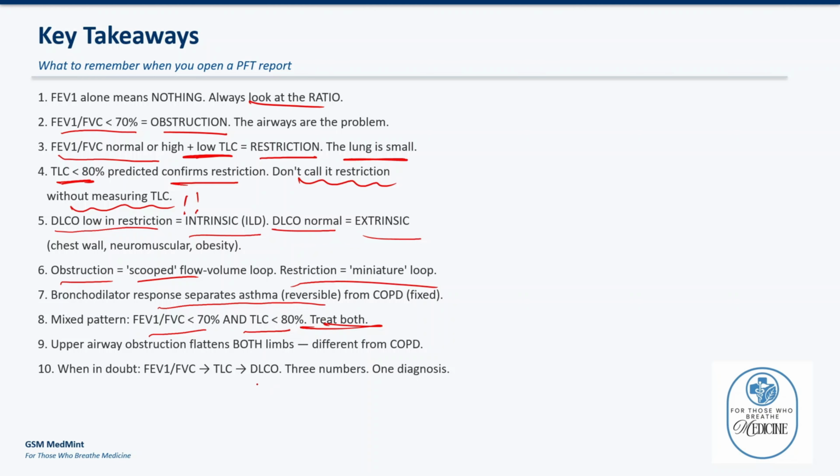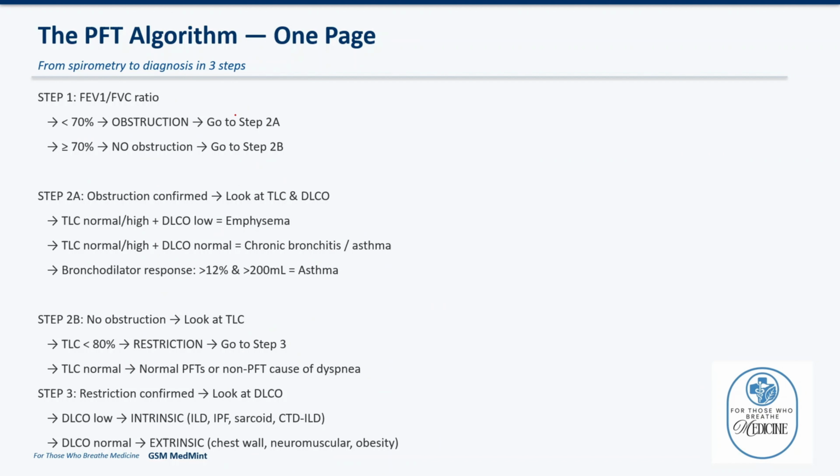So when in doubt, you should do FEV1 over FVC, then the TLC, and then DLCO. These three numbers make up one single diagnosis. So here is the one-page algorithm. We should keep this in our mind. Step 1, FEV1 over FVC ratio less than 70% means obstruction. You should go to step 2A. Greater than or equal to 70% shows no obstruction, not restriction. So go to step 2B.